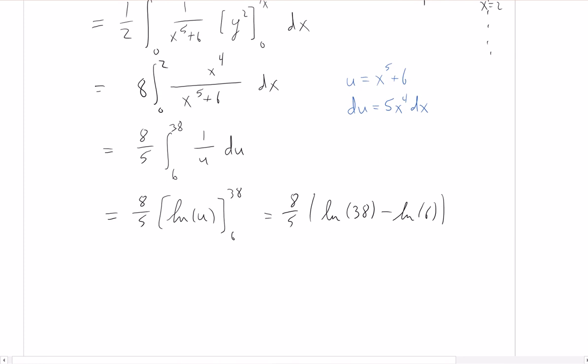And this is fine, we could leave it like this, but we could also simplify it a little bit, because we know by logarithm rules that log of a minus log of b is log of a over b. So this is the same as the logarithm of 38 over 6. And that fraction can be reduced. 38 over 6 is the same thing as 19 over 3. So either of these two answers is fine, whether or not you want to simplify it.